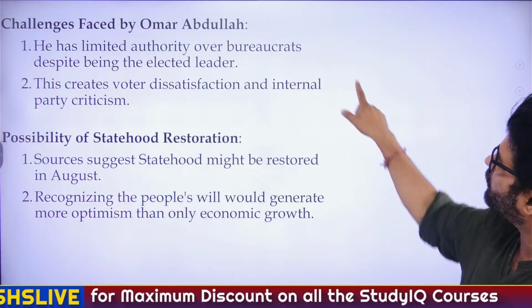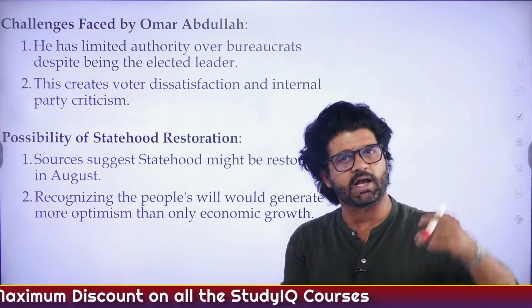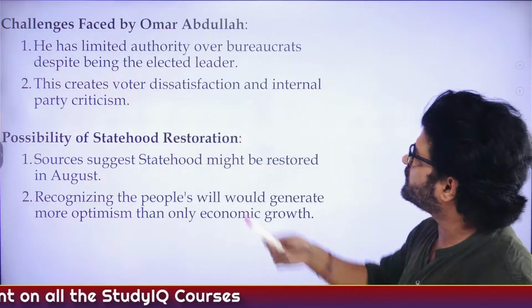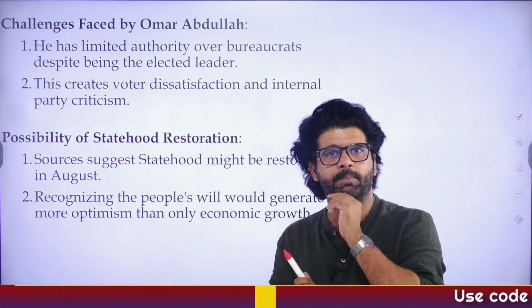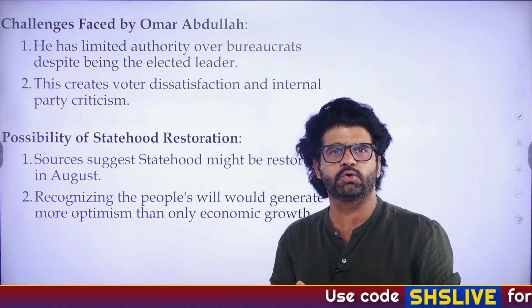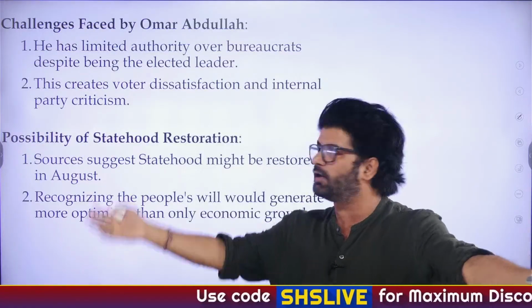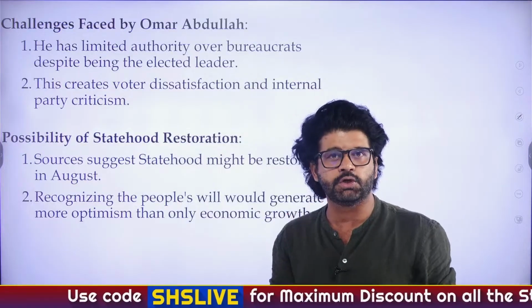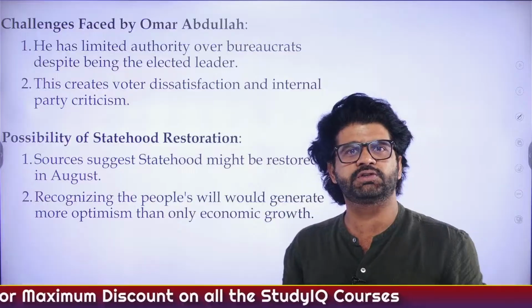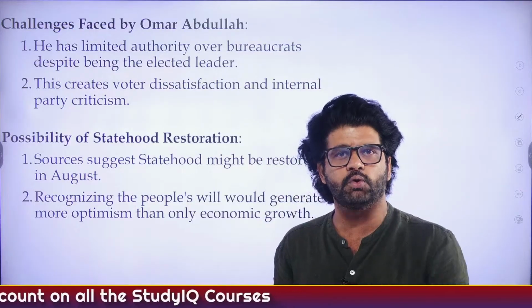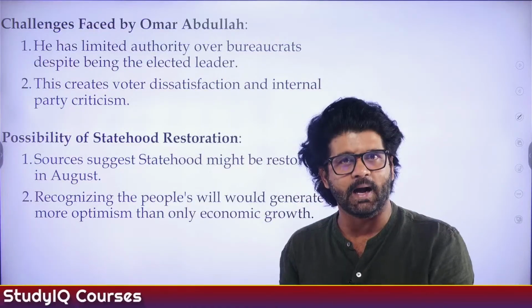He has limited authority over bureaucrats because it happens in a UT, as it happened in Delhi and Puducherry. This creates voter dissatisfaction and internal party criticism. So this whole thing happened in Pahalgam. People were like, what is Umar Abdullah doing? Umar Abdullah is like, I don't have control over law and order, this and that, because it's just a UT. So people have justification. Maybe if Jammu and Kashmir was a state, we could have asked more questions from Umar Abdullah. Why did this whole thing happen in Pahalgam? So that is the thing.